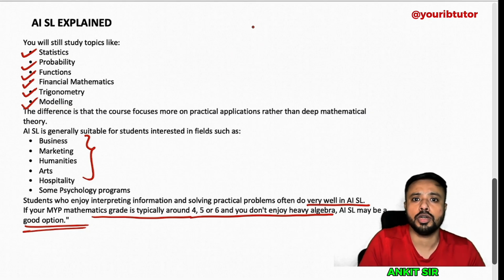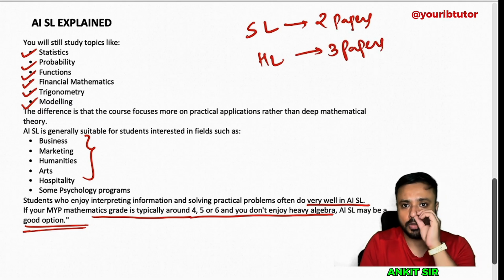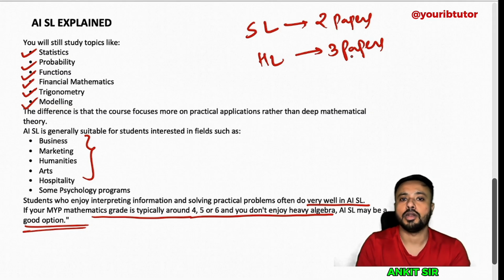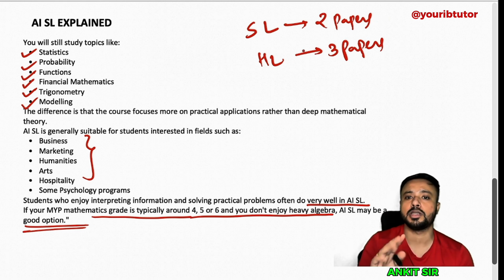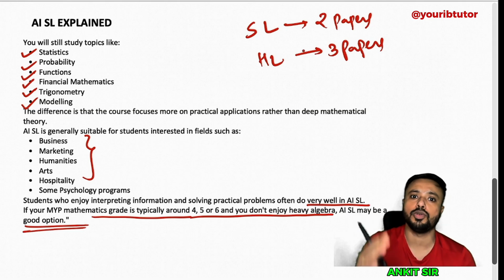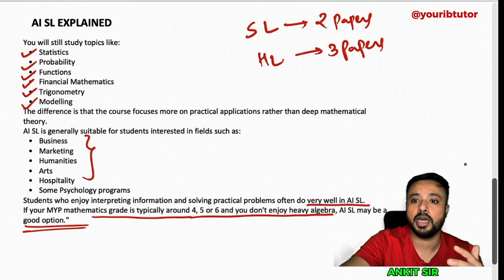Another thing you need to understand is the difference between SL and HL, guys. In SL you will have two papers, and in HL there are going to be three papers. In SL, for both the papers, your GDC, the graphic display calculator, will be allowed. But in HL, in one of the papers the GDC is not allowed. So you have to do that paper without GDC, whether you are AISL, AIHL or AAHL.